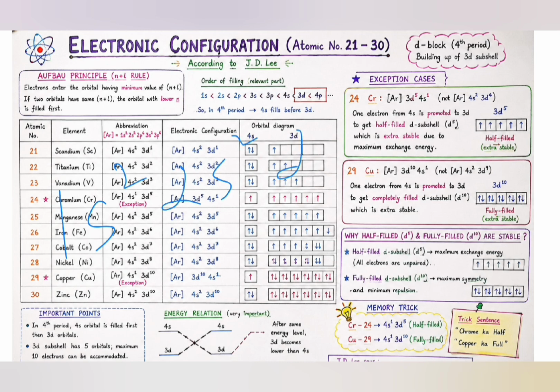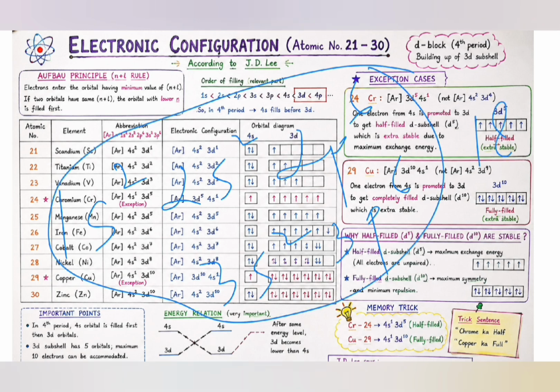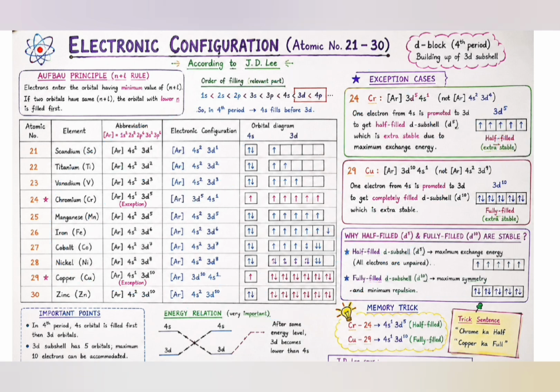1s2, 2s2, 2p6, and 3s2, 3p6. So till here, 18 electrons are completed, and the atomic number of argon is 18. So in place of this electronic configuration, we can write the noble gas argon here. That's why we are using argon in place of this orbital arrangement. Now see here, the scandium electronic configuration is 4s2 3d1.